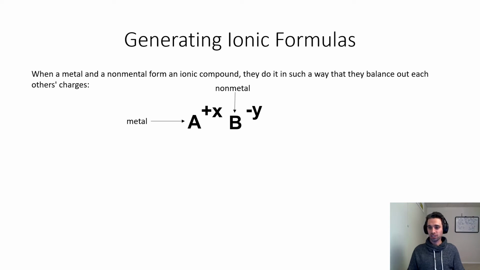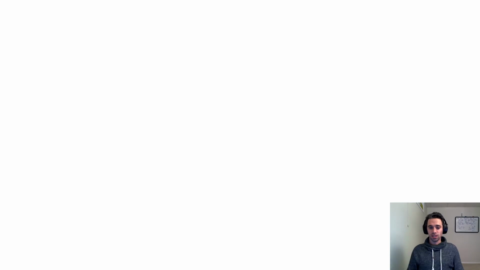The way to get an ionic formula from this is to take the superscript plus X, put it as a subscript in front of B, and take the superscript negative Y and put it in front of A. As we'll see, because positive X and negative Y cancel each other out, we'll write this as subscripts with no charges because they've canceled each other out. To solidify this, let's run through an example problem together.